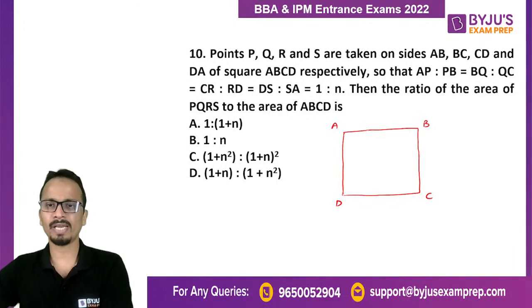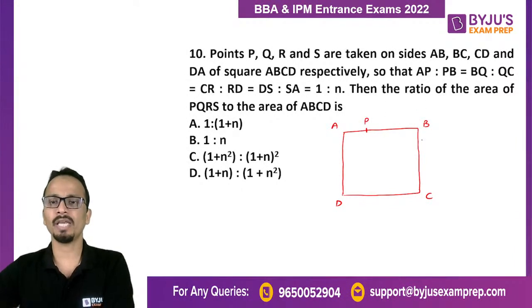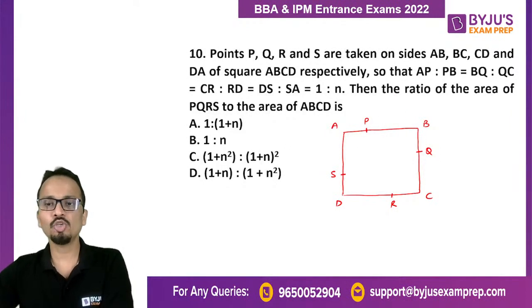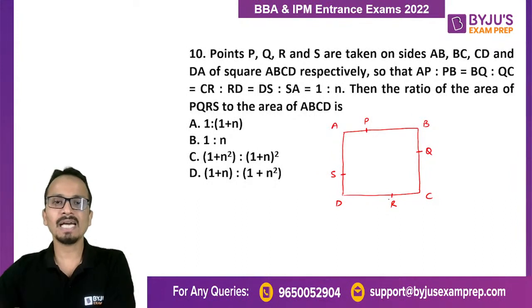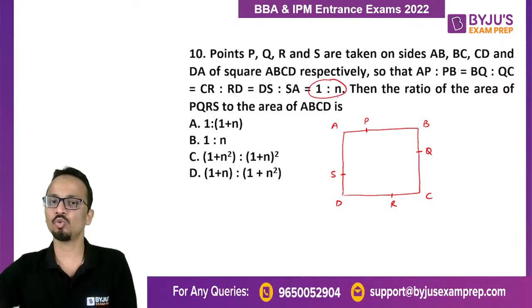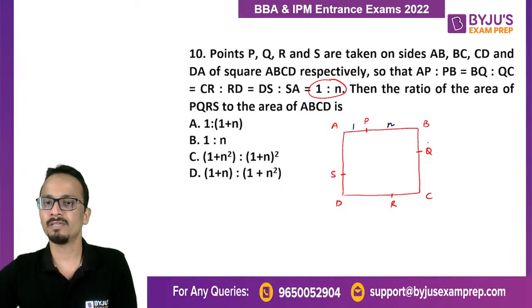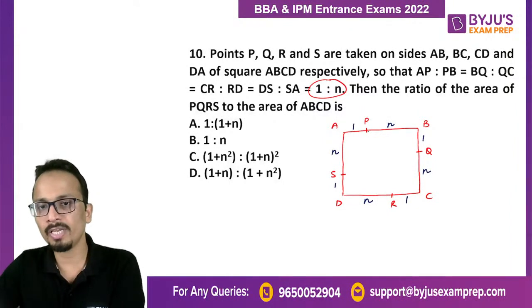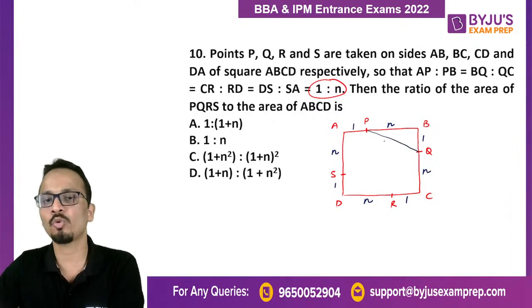Now they are not the midpoints, so I can take them randomly. So P on AB, Q, R, and S, such that AP is to PB, BQ is to QC, CR is to RD, and DS is to SA. All of them are equal and they are equal to 1 is to n. Okay, so let us assume that this is 1 and this is n. 1 and n, 1, n, 1, n. Okay, and let's join these points P, Q, R, S to form a square.